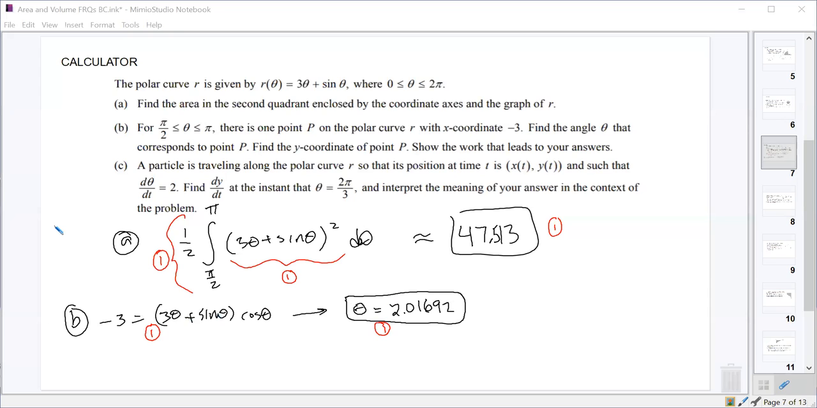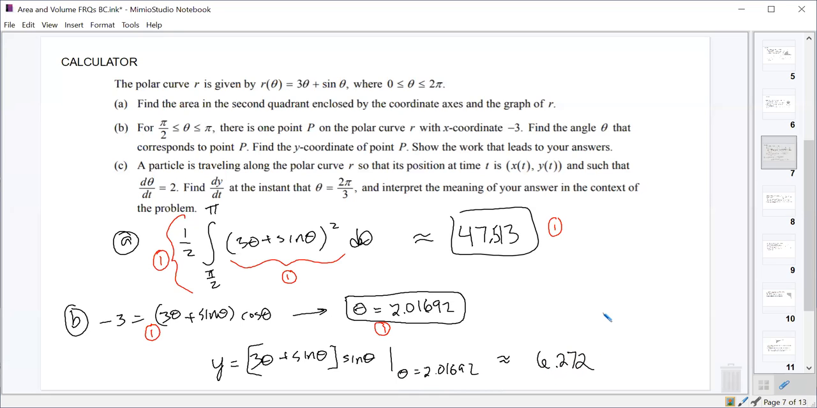And then the third point for this one was for finding the y-coordinate. And I mean, that should also be pretty straightforward. We know that y is equal to 3 theta plus sine theta times sine theta. And y equals r sine theta. We'll just evaluate that at theta equals 2.01692. And that gave you a value of 6.272 for the y-coordinate. And that was the third point. Everybody good there with part B?